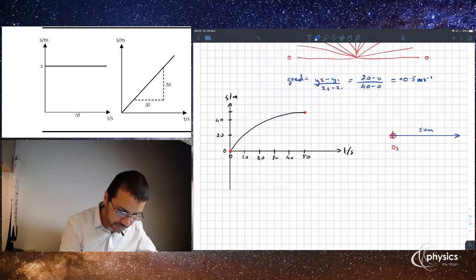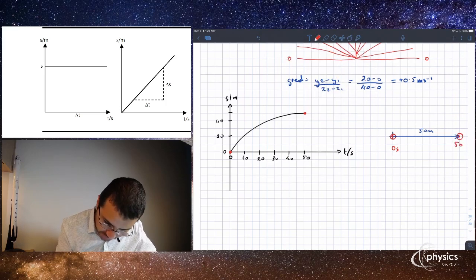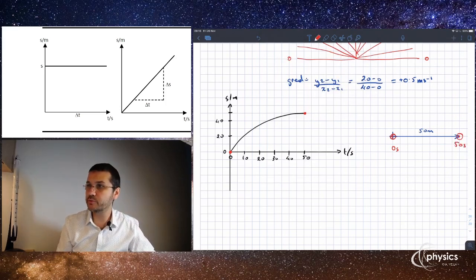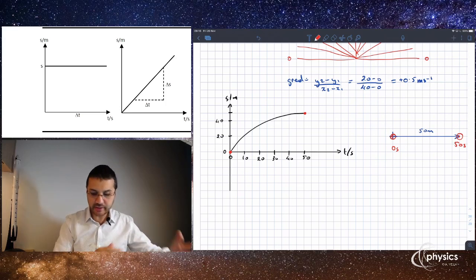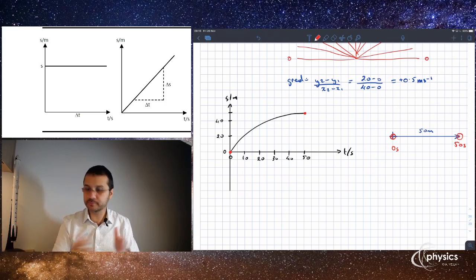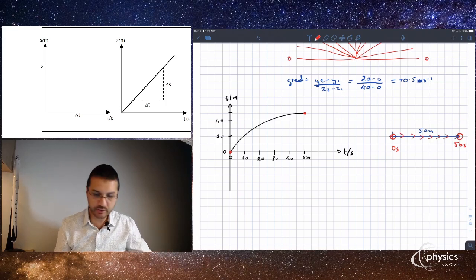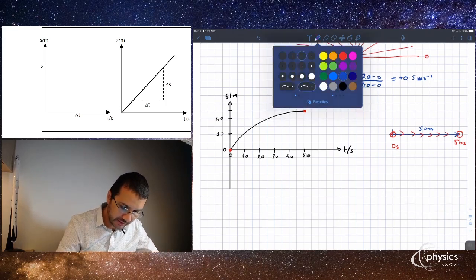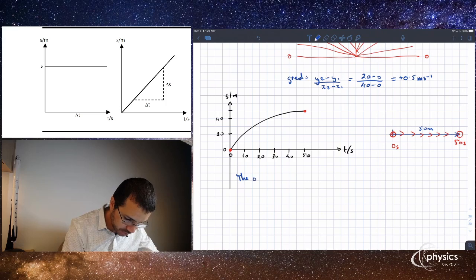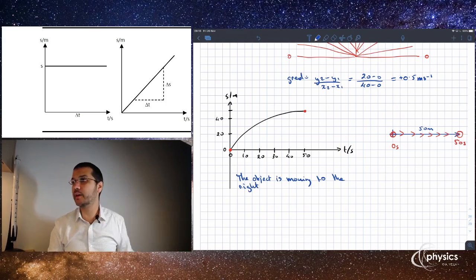So this is my displacement vector at 50 seconds. So the object is here at 50 seconds, 50 meters away from the reference point. Therefore, we can already say that the object has moved to the right in these 50 seconds. Because it was at the reference point and now it is 50 meters to the right of the reference point. So we can start writing the description of this part of the graph. So the object is moving to the right. Sound correct? Is moving to the right.